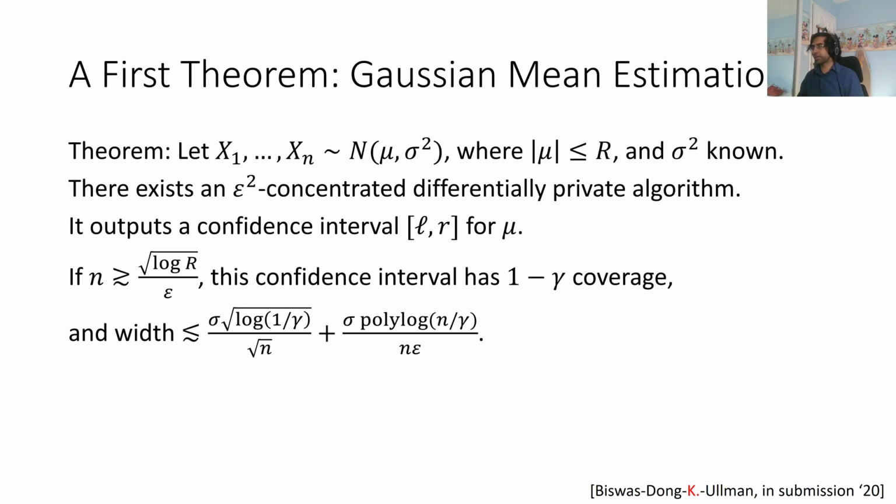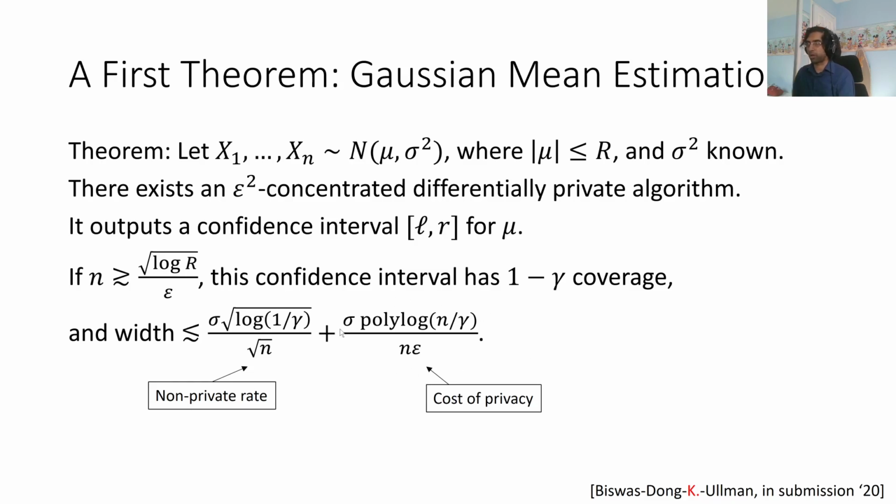All right, this is a lot to parse, so let's break it down a bit for you. You can see the first term here is the non-private rate. What I mean by that is that if you take a non-private Gaussian confidence interval, it'll be something of width comparable to this, essentially, up to some constant factor. And the second term can be seen as the cost of privacy. That's how much the rate will increase and how much the width of the confidence interval will increase.